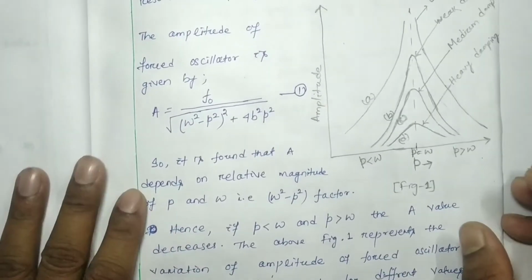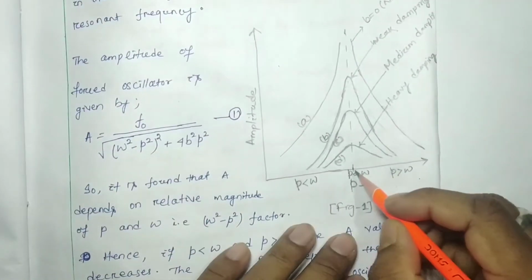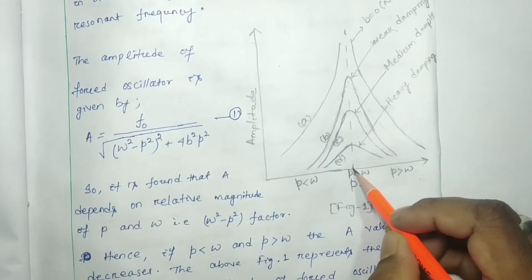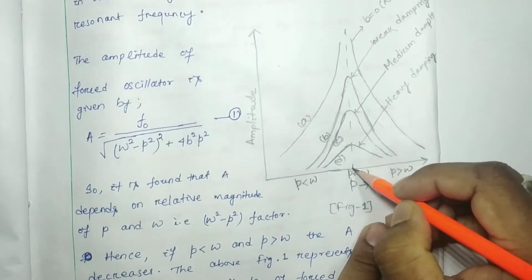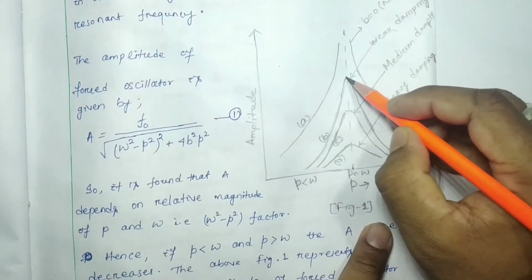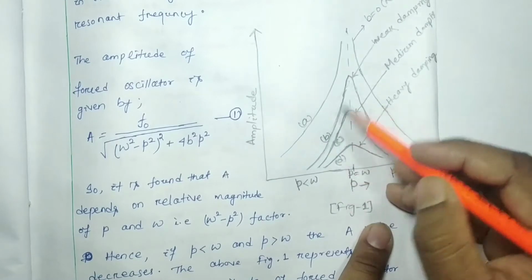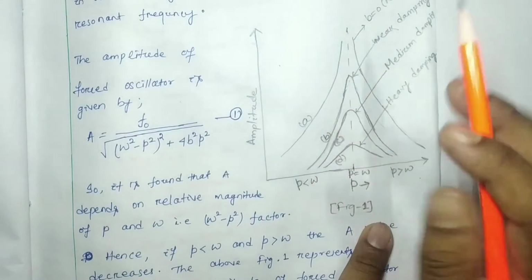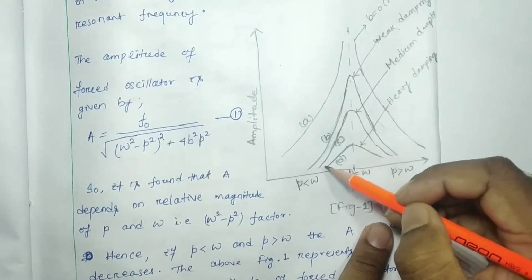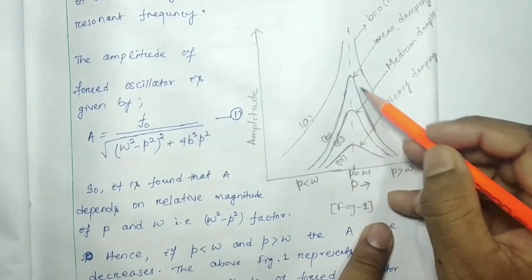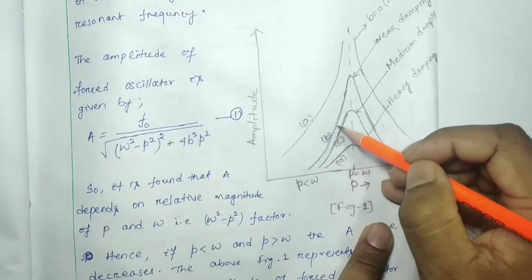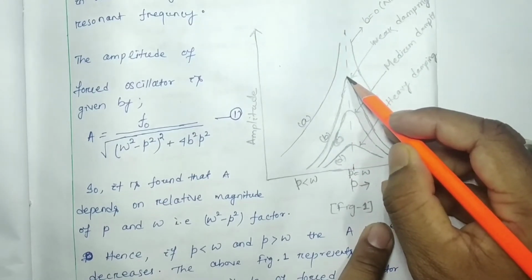Let this point p equal to omega be your resonant frequency. At this resonant frequency we obviously get the maximum amplitude. You just concentrate upon curve B. This is curve A, I will explain all the curves. This is A, this is B, C, D. Concentrate on curve B: at p equal to omega, we get the maximum amplitude.